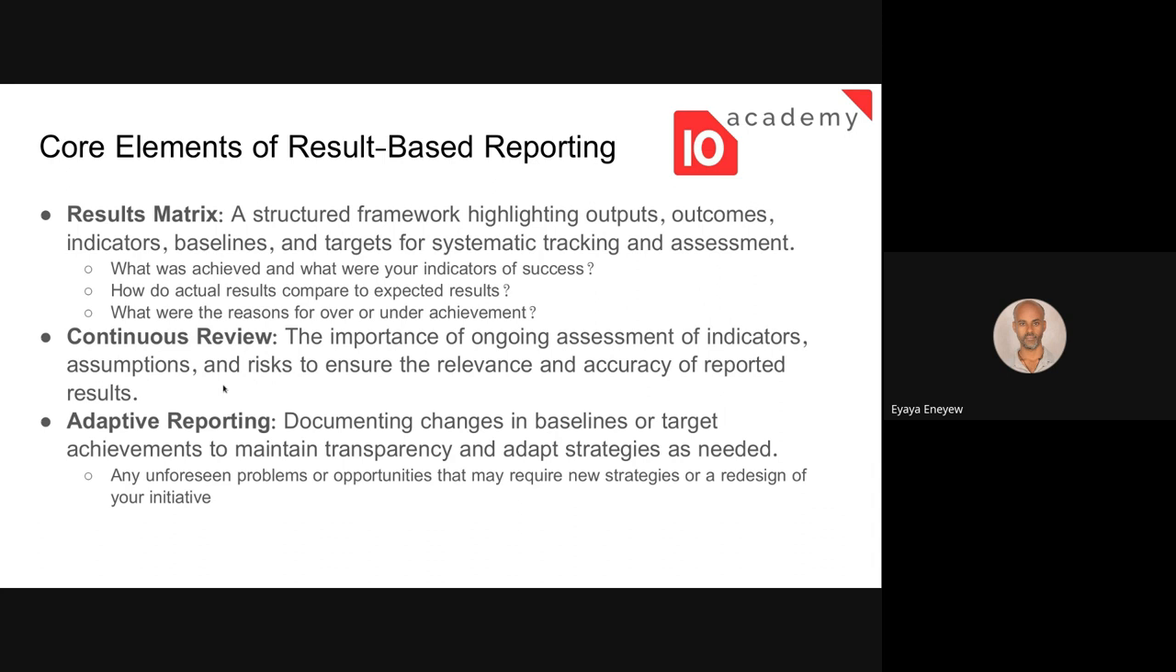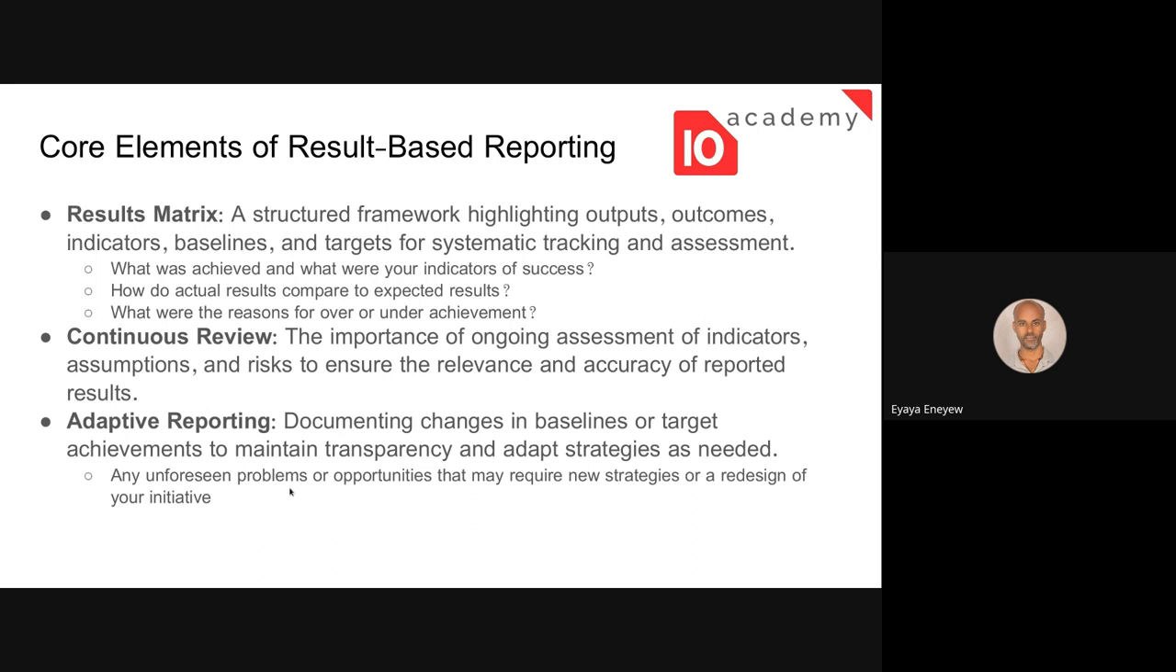And the last one is adaptive reporting, which means that there might be a reporting in the middle of the project or according to the plan, since we have a timeline. By the end of those timelines, we need to report our results. In that process, documenting might change when compared with the baseline or the target. That will maintain transparency and adapt strategies as needed. So we need to report now and then. Any unforeseen problems or opportunities might require new strategies or redesign of your initiative. So depending on your report or revision, some of the goals or strategies might change over time.